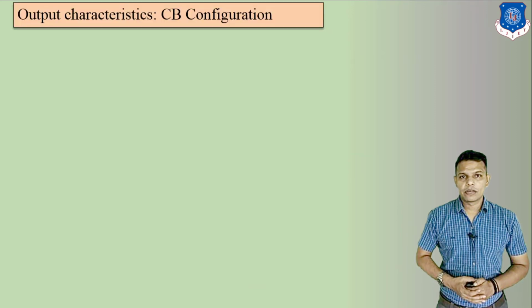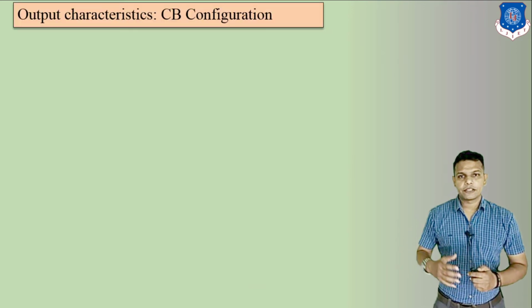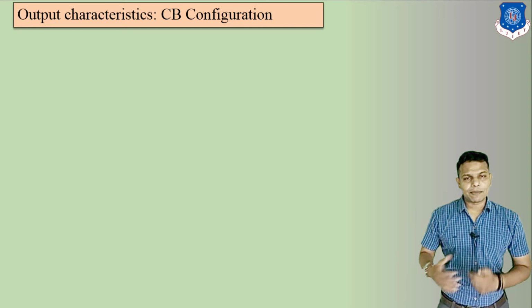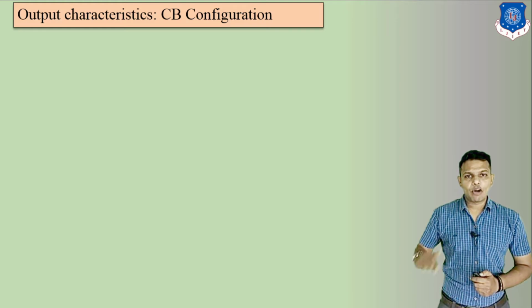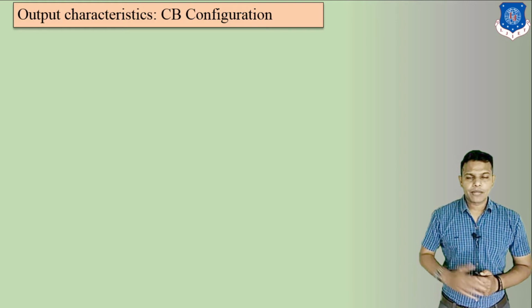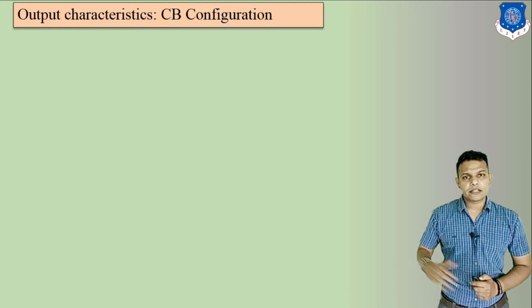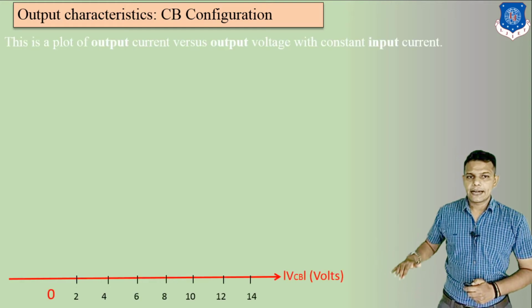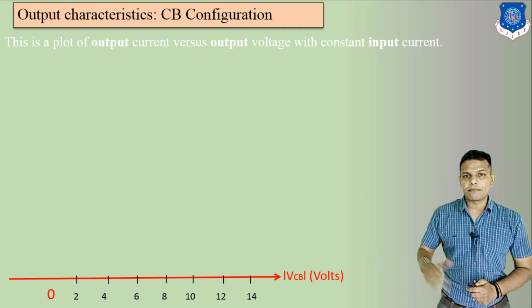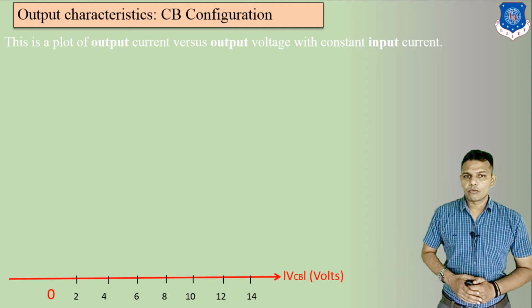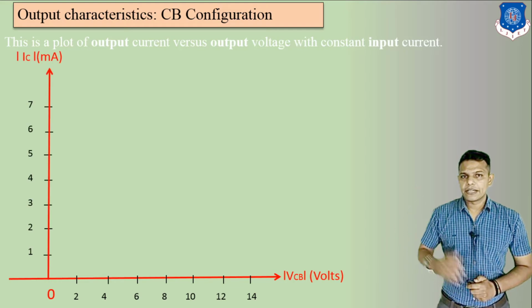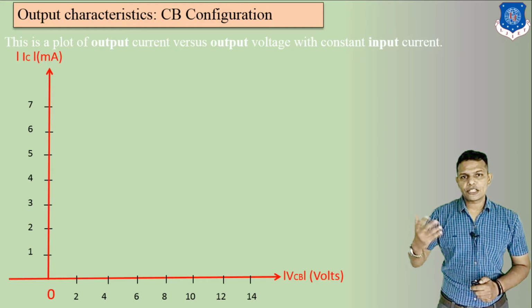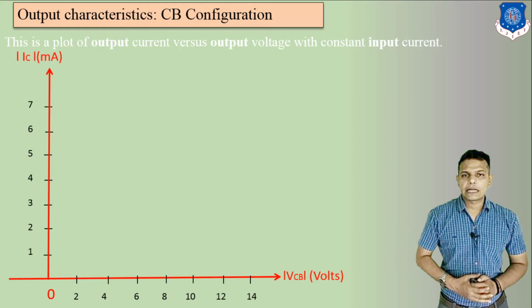Now let us discuss output characteristics. Now here this is also a VI characteristics of CB configuration, but for output characteristics you should take output voltage and output current. Output voltage should be on the x-axis and your output current should be on your y-axis. So here we can see on the x-axis there is VCB. These are the voltages in volts, and on the y-axis we can see IC in milliamperes, 1, 2 and so on. These are your output currents.